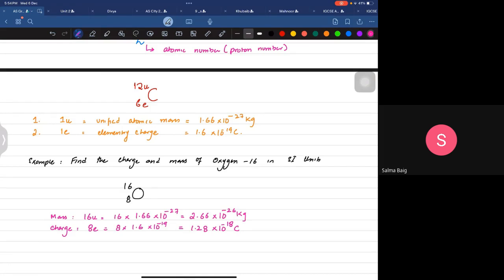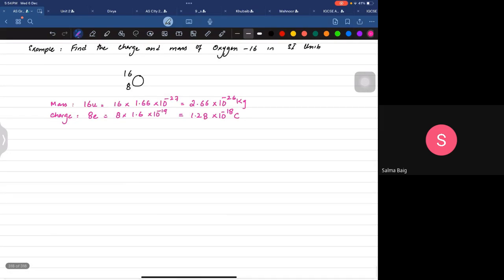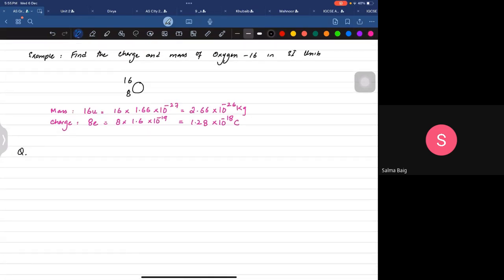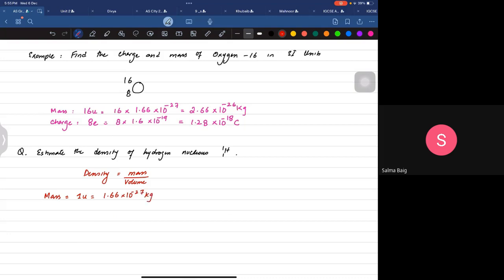All right. Now, sometimes there's a question from the exam paper that says estimate the density of a hydrogen nucleus, which is H-1, 1. So you're given that. The density is basically mass per unit volume. We know the mass of this is just 1U, which is equivalent to 1.66 times 10 raised to minus 27 kilograms. But we don't know the volume.